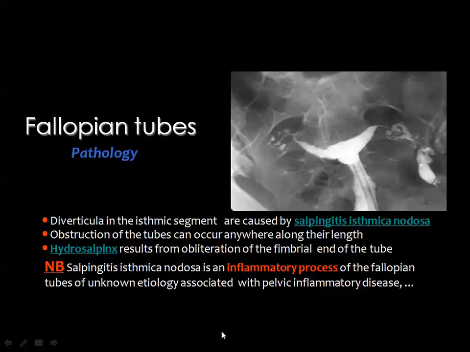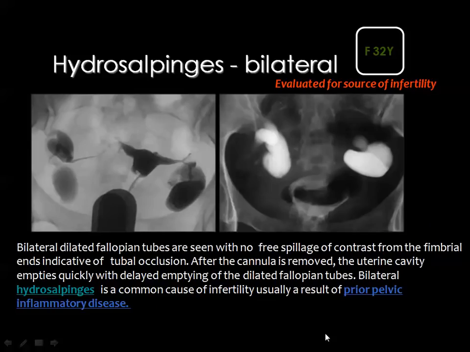The salpingitis isthmica nodosa is an inflammatory process of the fallopian tube of unknown etiology, usually seen in the course of pelvic inflammatory disease, and this lesion will appear as multiple small contrast-filled diverticula along the course of the fallopian tube. And this is the hysterosalpingogram, of course, and this is the only way, in my opinion, to see this salpingitis isthmica nodosa.